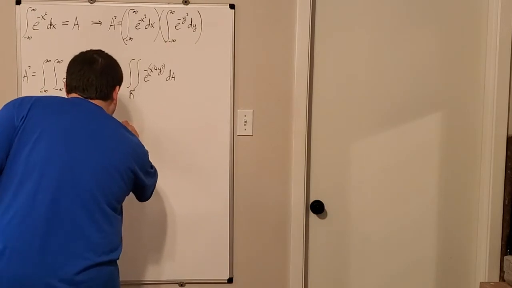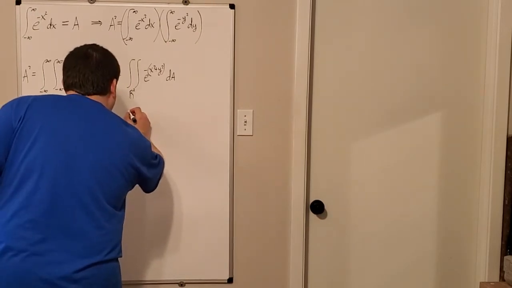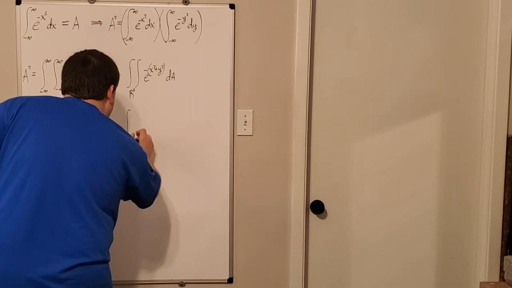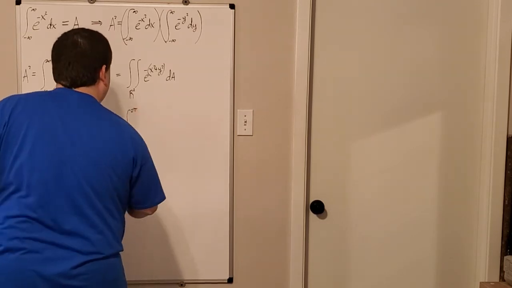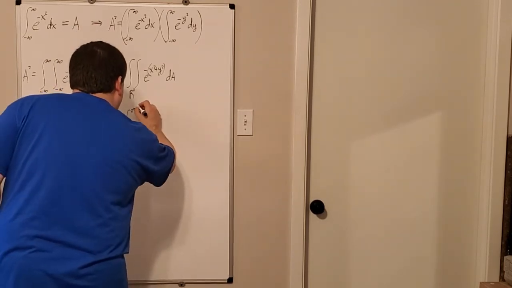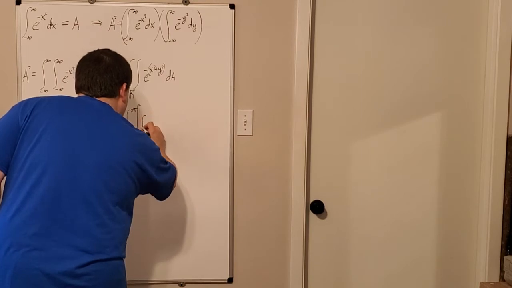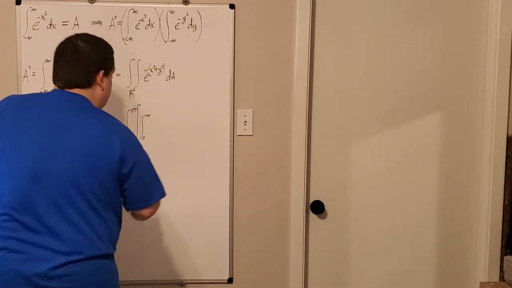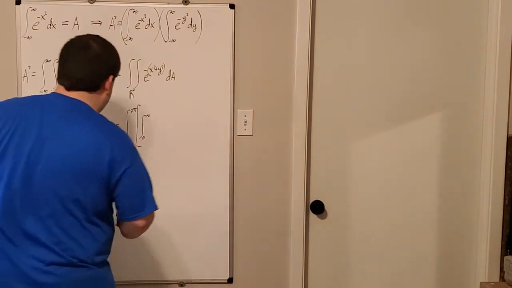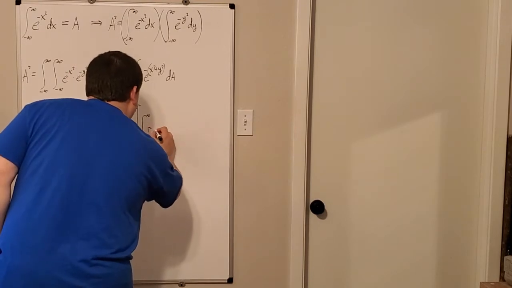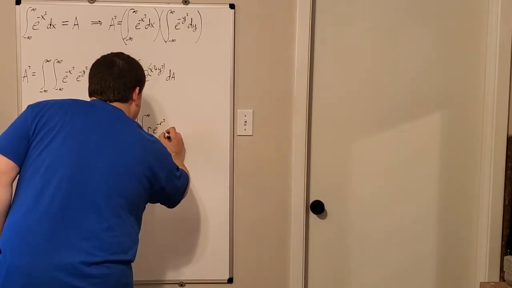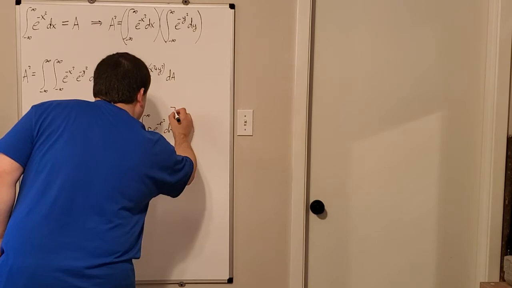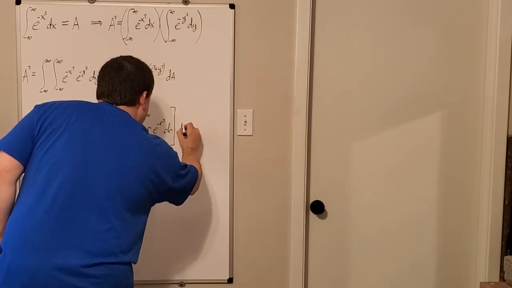So let's rewrite this into the format that I'm telling you about here. The integral from 0 to 2 pi, right? And then inside of this, I have the integral from 0 to infinity, which I'm going to have to do with a limit, right? Definitely. Of r e to the negative r squared dr. And then d theta, like that.